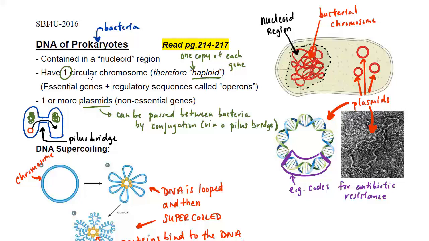So now, what's written on these chromosomes? What's the point of this chromosome? Well, this is all their essential genes. These are the genes that say, be a bacteria. Here's the protein that you need to create to be a bacteria. Here's how you grow. Here's how you reproduce. All those kinds of things, those very essential genes.